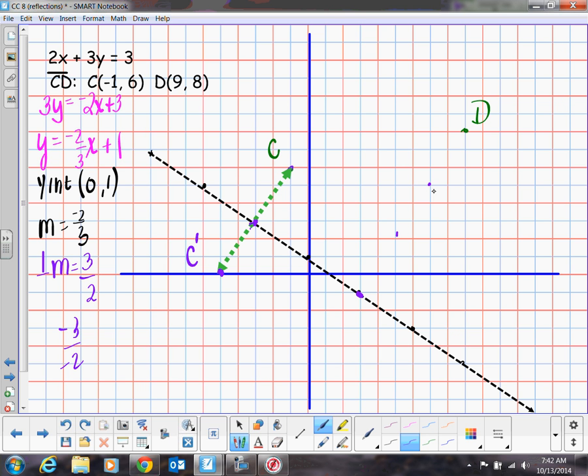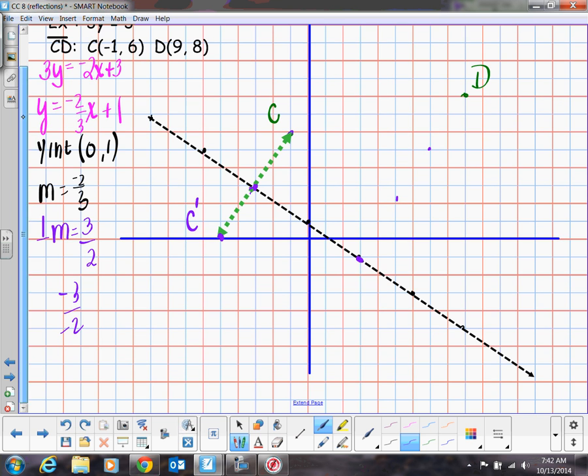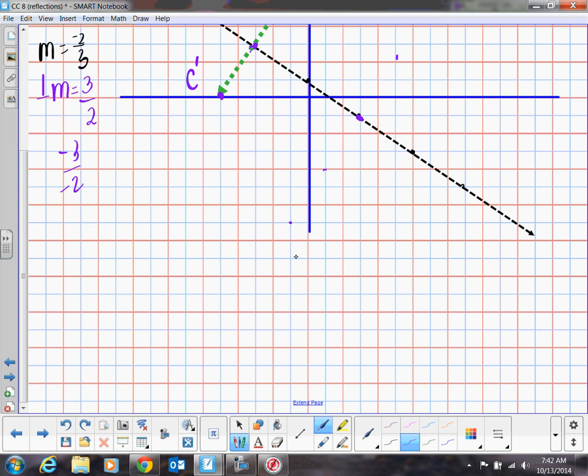So I went down 3 over 2 is 1, down 3 over 2 is 2, down 3 over 2 is 3. So now what do I have to do from here? I have to do the same thing, but how many times? 1, 2, 3 over 2, there's 1, 1, 2, 3 over 2 is 2, 1, 2, 3 over 2. All right, there is D prime.